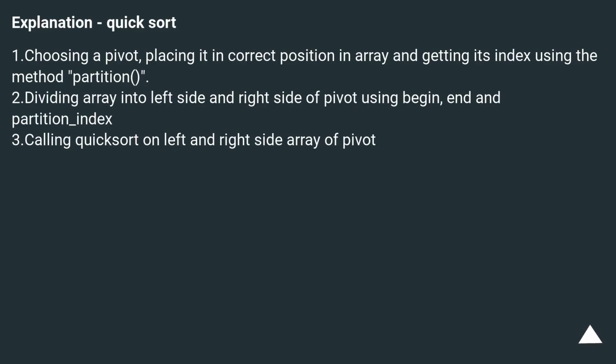Explanation, QuickSort. One, choosing a pivot, placing it in the correct position in the array and getting its index using the method partition. Two, dividing the array into left side and right side of pivot using begin, end and partition_index. Three, calling QuickSort on the left and right side arrays of the pivot.